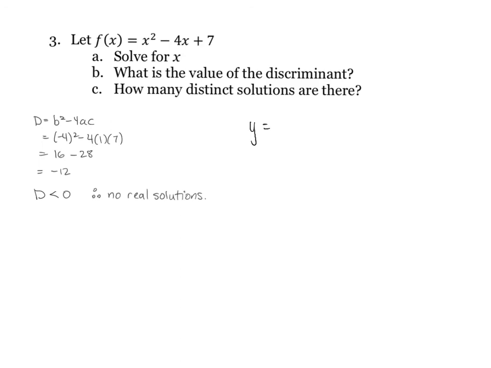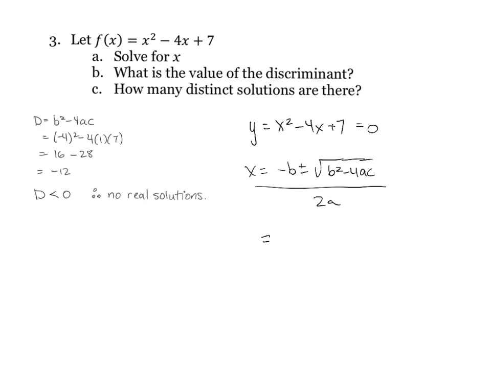In this case, we have y equals x squared minus 4x plus 7. We cannot factor because there are no numbers that multiply to 7 and add to negative 4. So we can use the quadratic formula to solve: negative b plus or minus the square root of b squared minus 4ac, all over 2a. In this case, therefore, x equals 4 plus or minus root negative 12, all over 2. And that's as far as we can go because we know that there's no real solution.